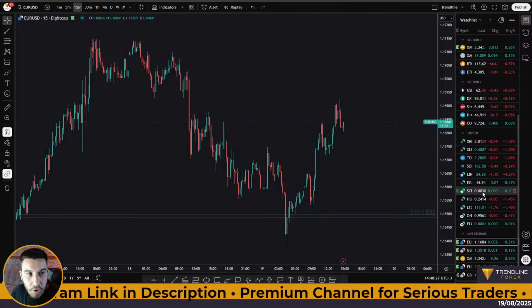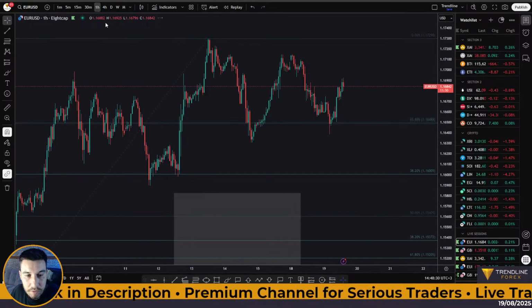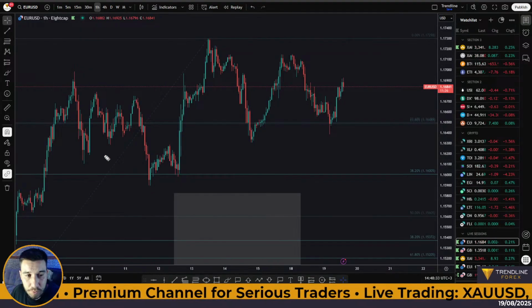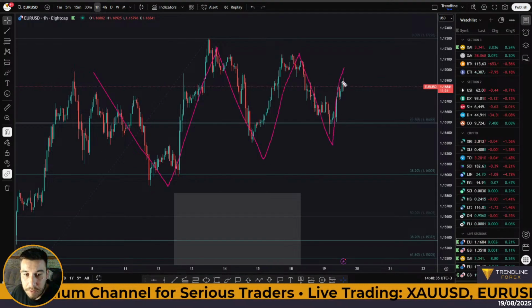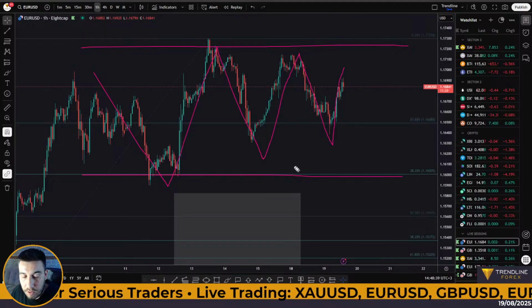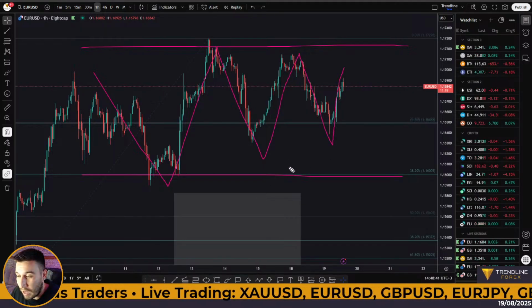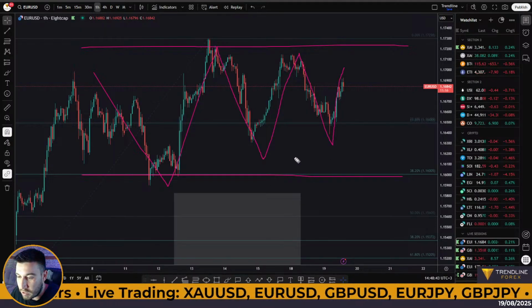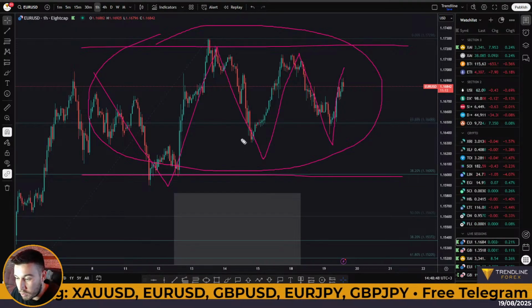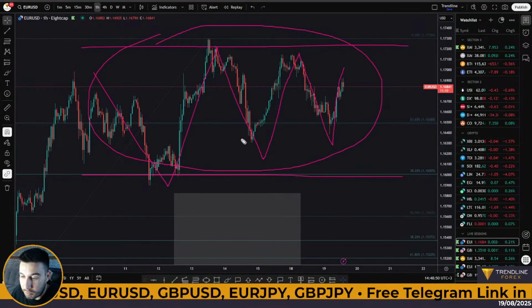So anyways, we've got the euro dollar here. This is the 15-minute time frame, but we're going to have a look at the 1 hour chart now. What do we have? We actually have a range. I do like this price action, especially when I'm using the volatility expert advisor, because this is where the expert advisor performs the best in a ranging market.